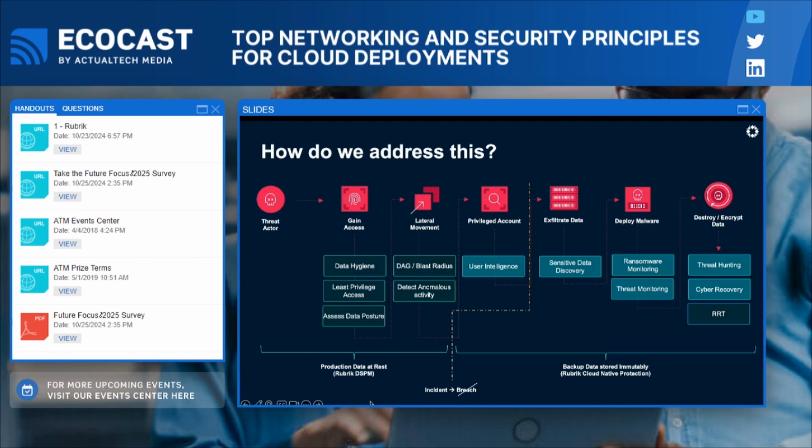So the way that we look at it from a Rubrik perspective is we work on, first of all, production data at rest, meaning the data does not have to be managed through Rubrik. It's just sitting in your public clouds. It's sitting in your SaaS environments. And that is where we will employ our data security posture management technologies.